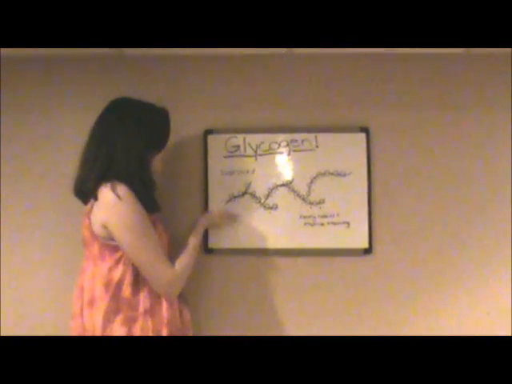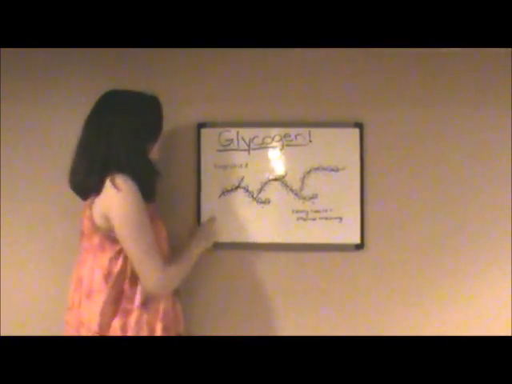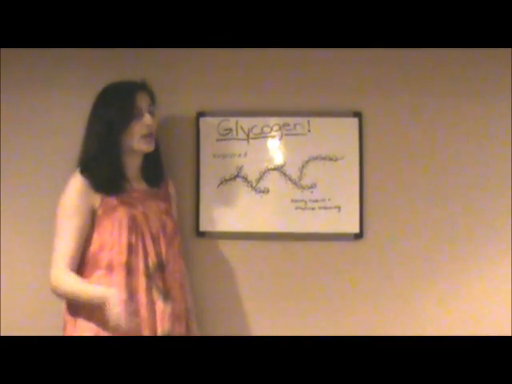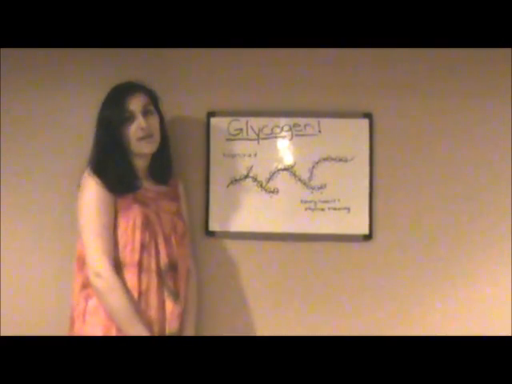Here's a diagram of glycogen. As you can see, the glucose monomers are branched, and the glucose monomers, like the other polysaccharides, are bonded together using dehydration reaction. Depending on your eating habits and physical training will determine how much glycogen you have in your body.